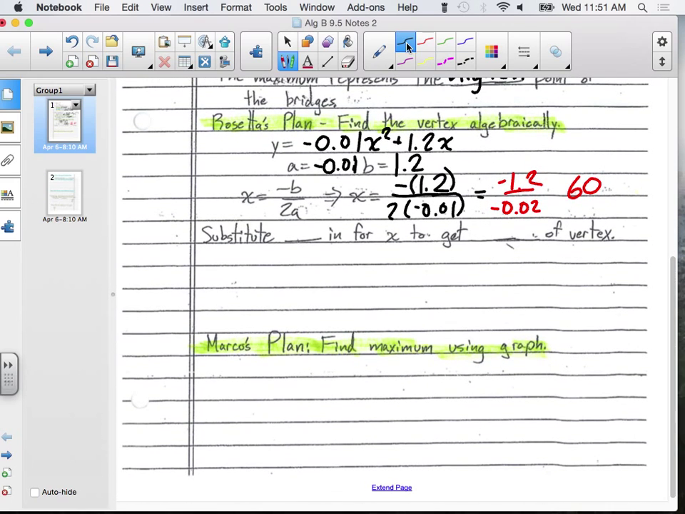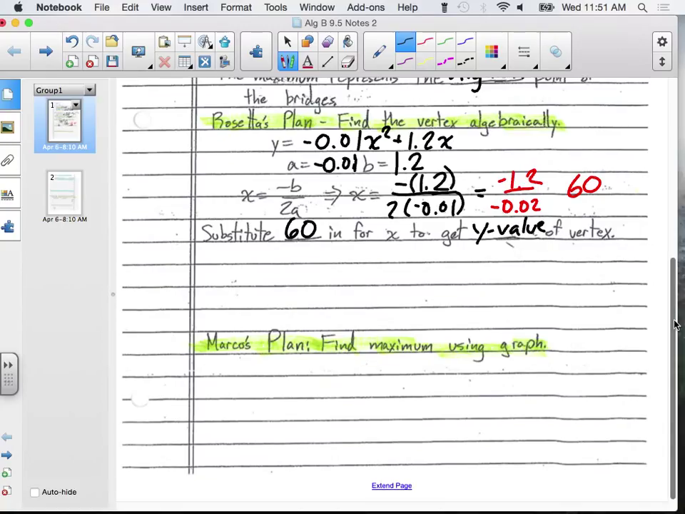Right, so next thing, we substitute what we just found, and that was 60, in for x to get which value, x or y? The Y value. Put your y equals in front of that.